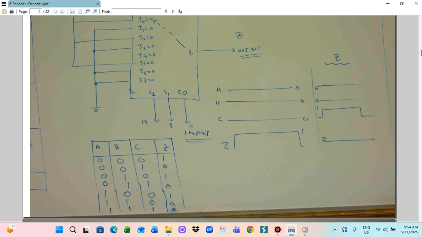A0, B0, C0, Z will be 1. A0, B0, C1, Z will be 0. A0, B1, C0, Z is 1. A0, B1, C1, Z is 0. A1, B0, C0, Z is 1. A1, B1, C0, Z will be 0. A1, B1, C1, Z will be 0. So the output will be a serial number. The input can be any number here, but the output will have only one data format.